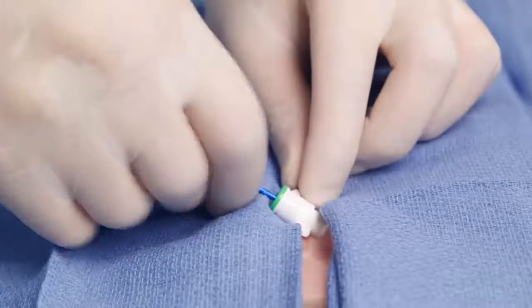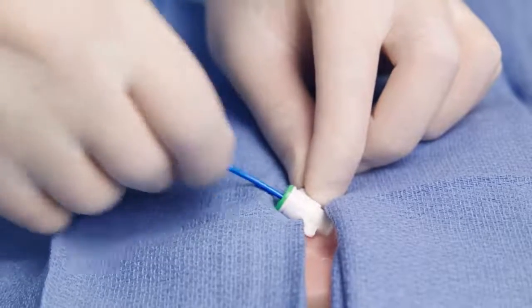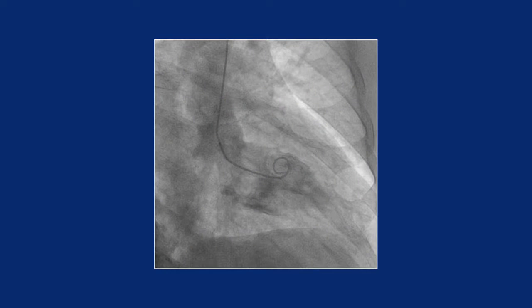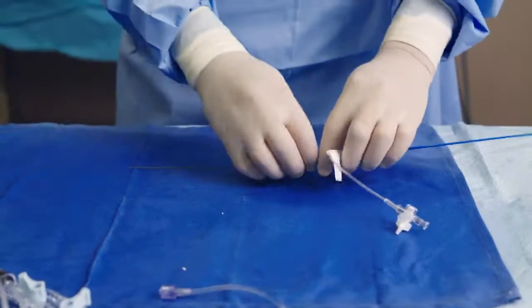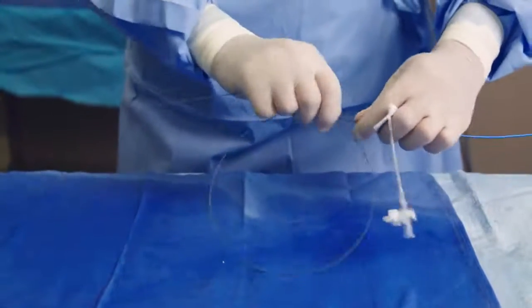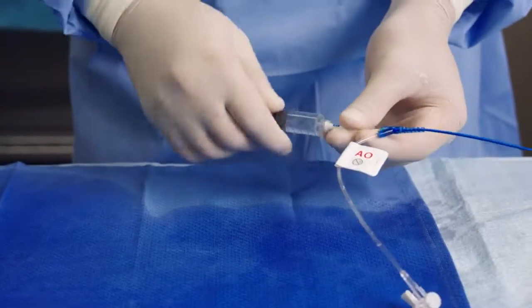Insert the catheter through the already positioned introducer sheath of appropriate size. Under fluoroscopy, position the catheter in the desired location. Remove the guide wire. Aspirate and flush both lumens.